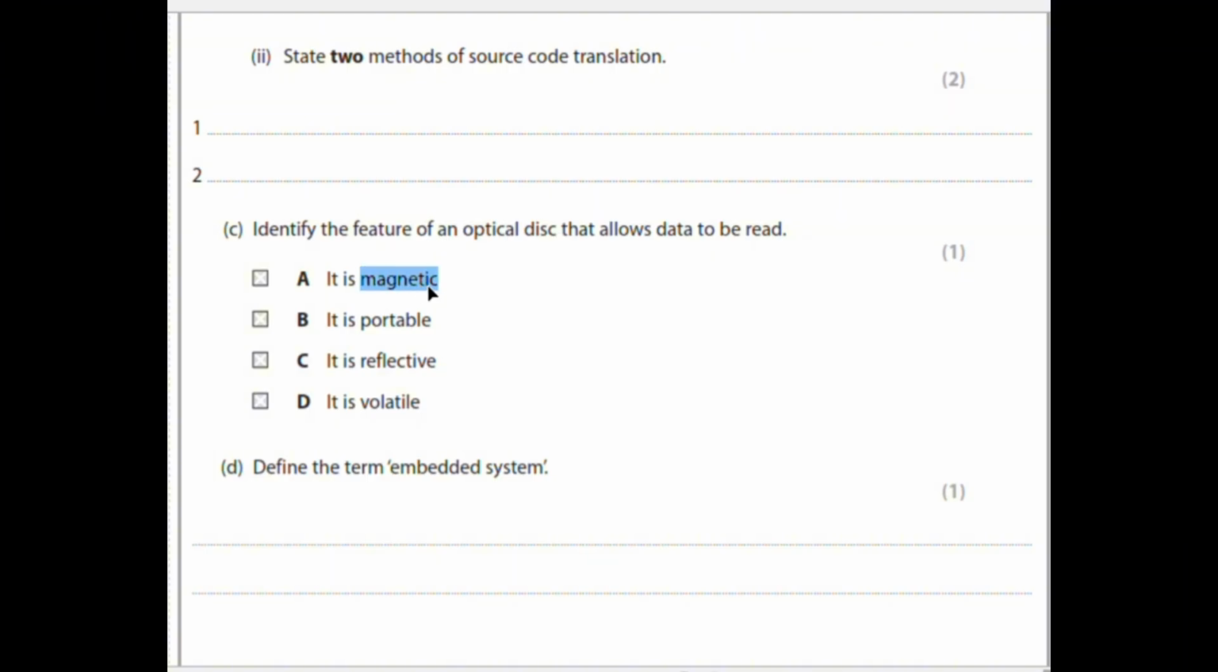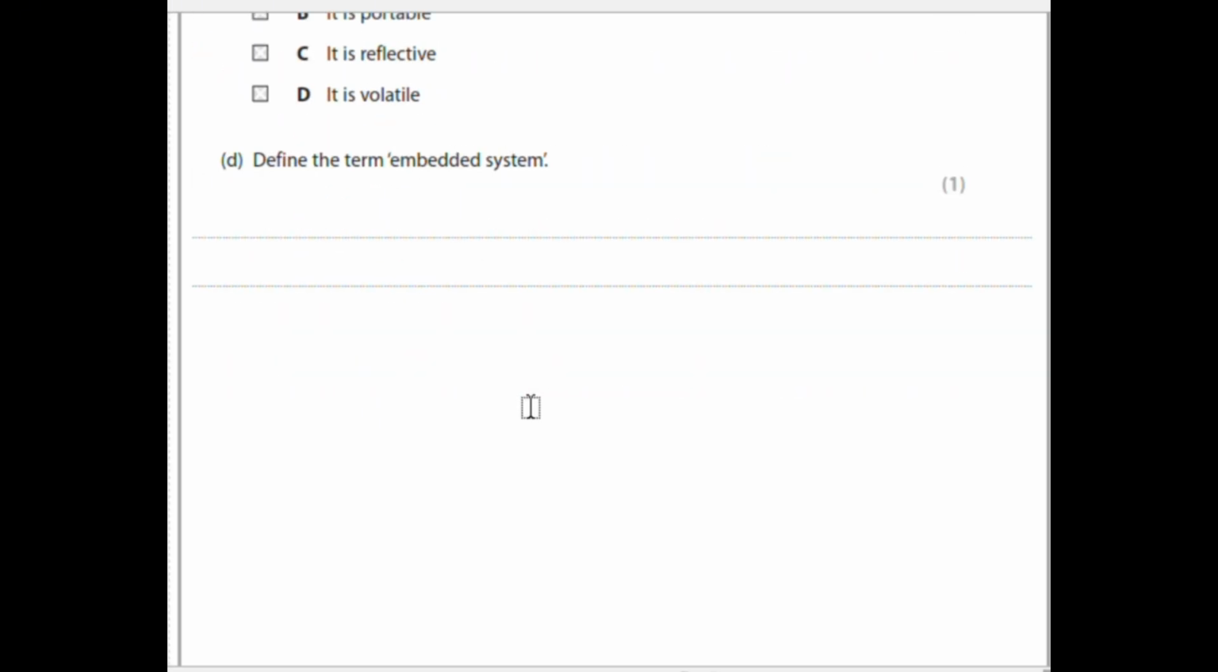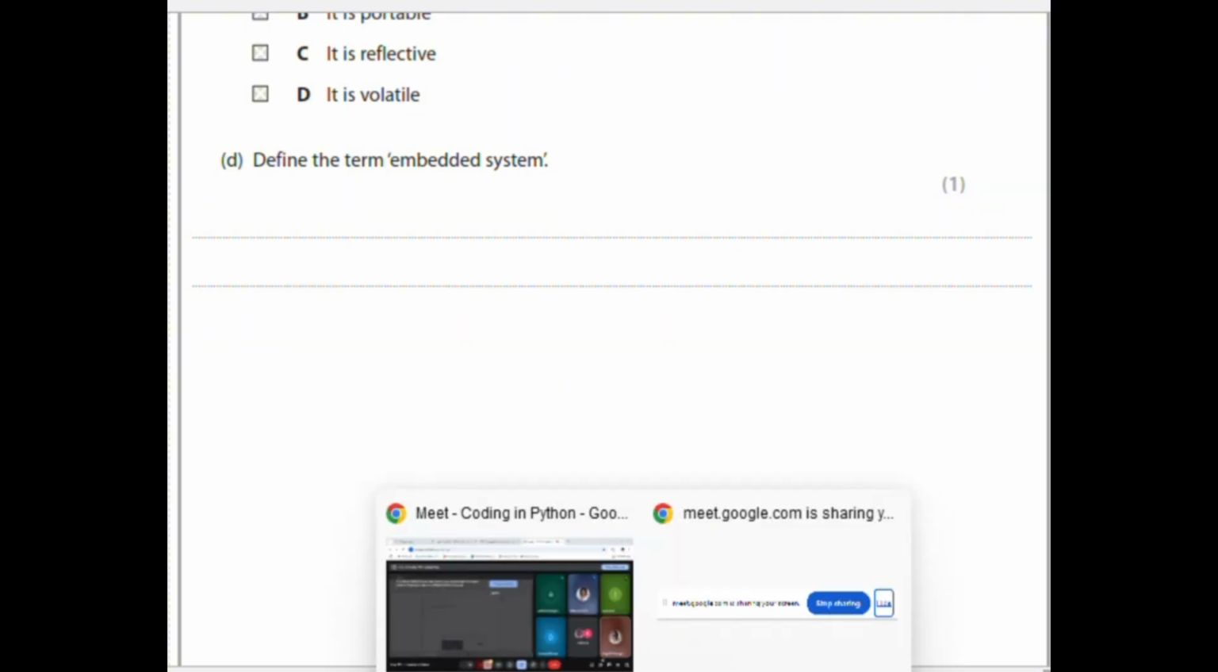Because of its reflective property, it means that it can reflect light. Optical discs do not use magnetic, but the hard disks are the ones that use magnetic property to store data. About being volatile, it is not volatile because an optical disc can store data permanently. And about being portable, yes, it is portable, but this is not the feature that makes it store data. So the correct answer here was C.